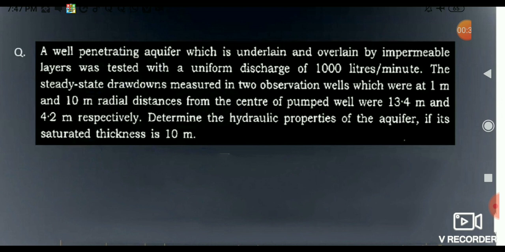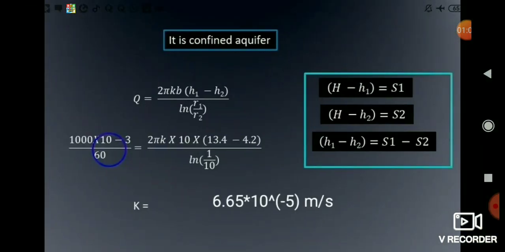Friends, you see here that there is nothing mentioned whether it is a confined aquifer or an unconfined aquifer. But it is given that the thickness is 10 meter. It should be clearly visible that it is asking about the confined aquifer, because in the case of a confined aquifer only we consider the thickness of the well. So in the solution, Q, the discharge, is 2 pi K times (H1 minus H2) divided by ln(R1 by R2).